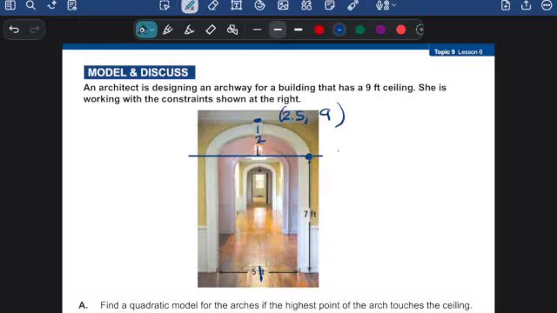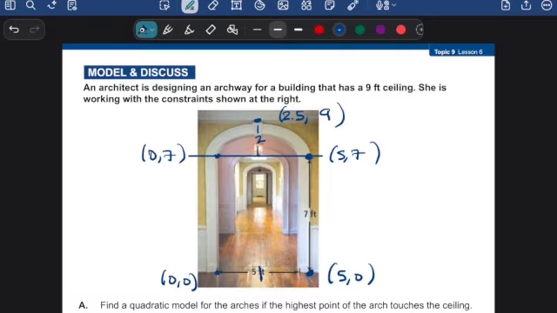Can we label the other points? Well, if this point is 0 comma 0, this point here is 5 feet over. That's going to be 5 comma 0, okay? And that means this point up here is going to be 5 comma 7. And this point here, we can label this one too. It'd be 0 comma 7. So now we have these points of our parabola. This is helpful because this will help us come up with our quadratic equation.